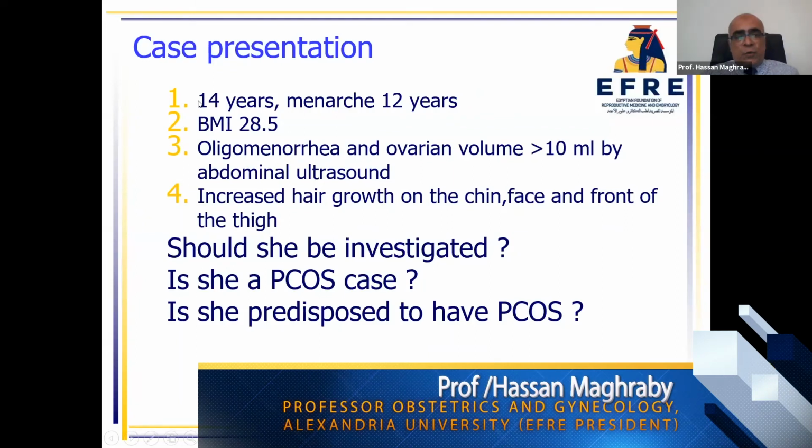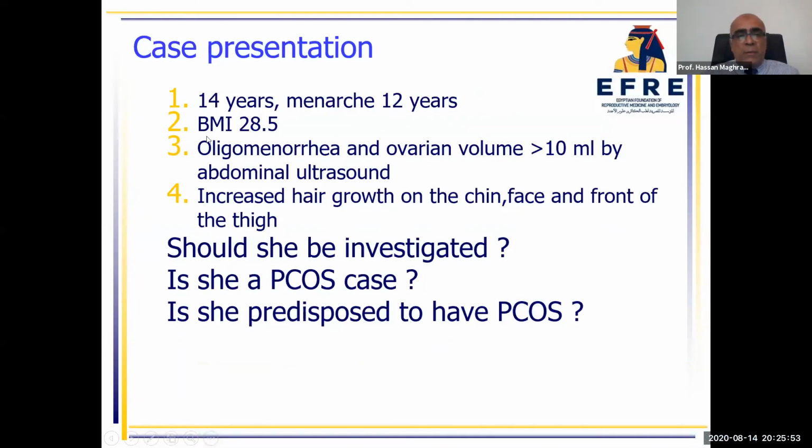First case presentation: 14 years, menarche at 12 years, BMI 28.5. She's oligomenorrheic, and because we cannot do vaginal ultrasound, the ovarian volume is more than 10 by abdominal ultrasound. She has increased hair growth on the chin, face, and front of the thigh. Should she be investigated? Is she a PCOS case? Is she predisposed to have PCOS? We will hear a lot from Professor Sherif Ghafar about this, but she is not a PCOS case, and she should not be investigated now.